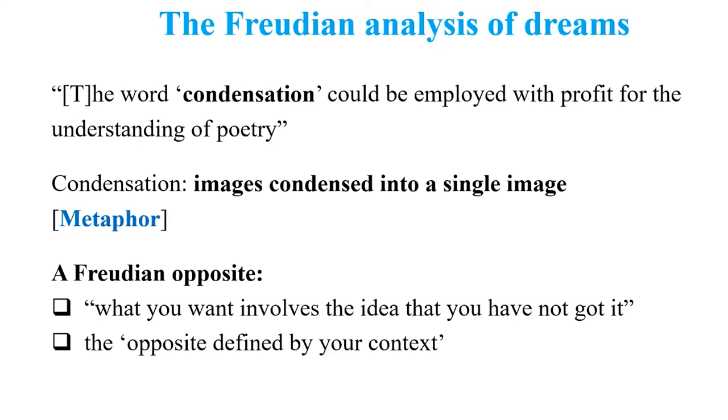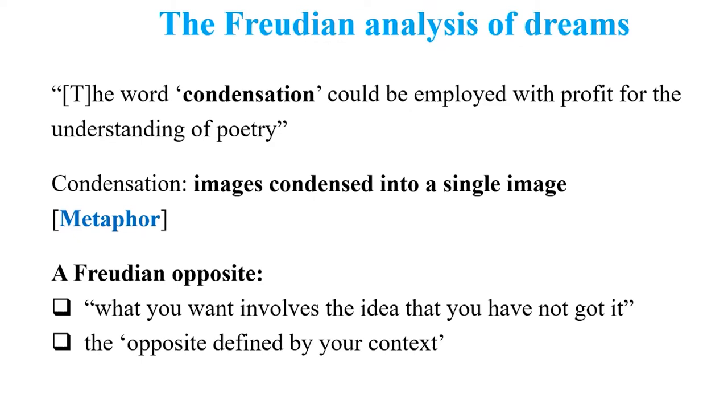So what you want involves the idea that you haven't got it. So in dreams, you achieved it, but in reality, you can't. And in reality, you desire it, you long for it, you can't get it. But in your dreams, you get it. So this kind of a contradiction is available in Freudian analysis of dreams.